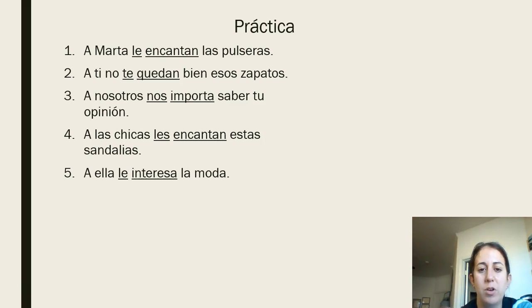A nosotros would be nos. And then saber is a verb, so it would be importa. Numero cuatro, we've got a las chicas, so it would be les. And then since we're talking about estas sandalias, these sandals, it would be encantan. And then finally, numero cinco, we've got a ella, le. And then we've got interesa la moda. Since la moda is singular, fashion, then interesa is going to be singular as well.